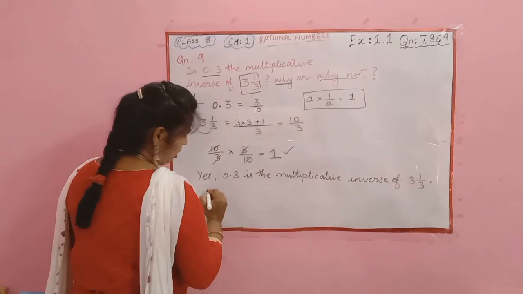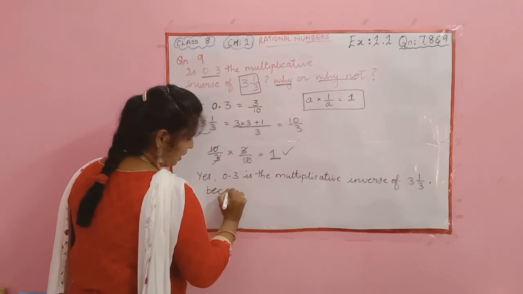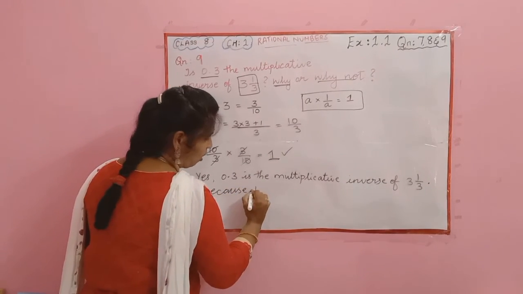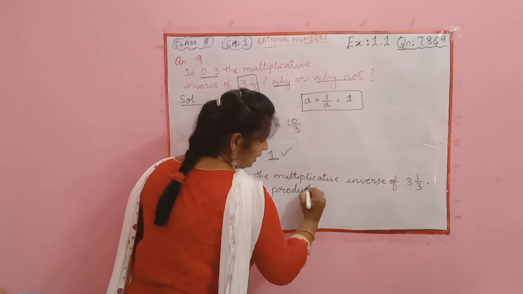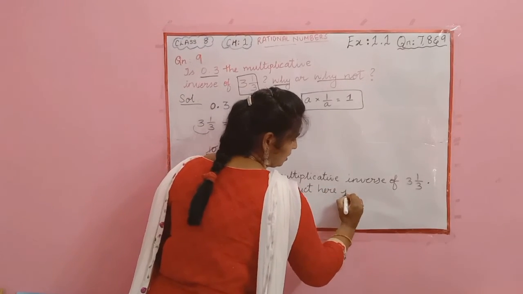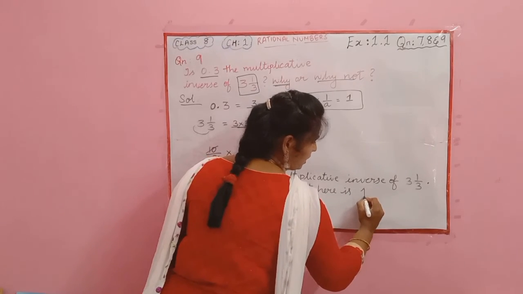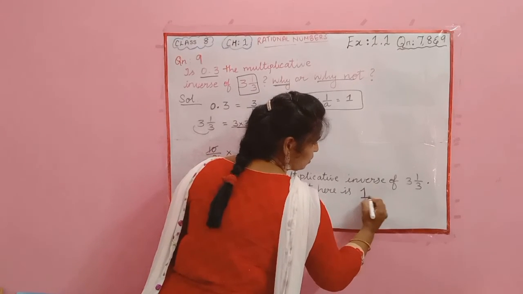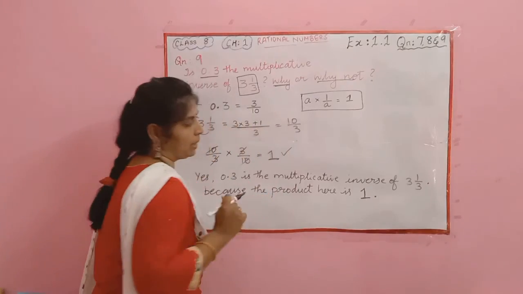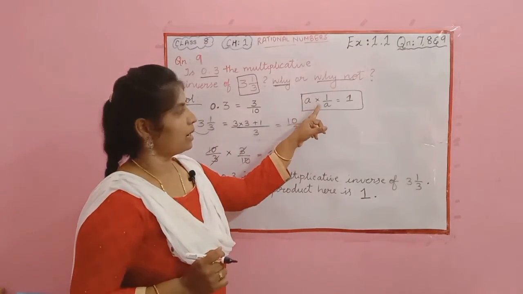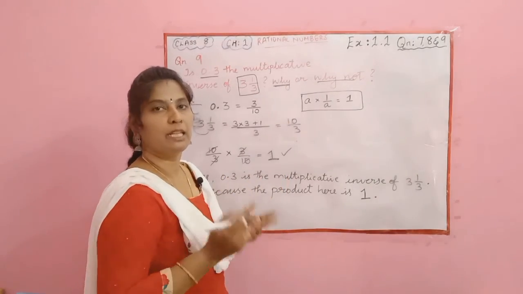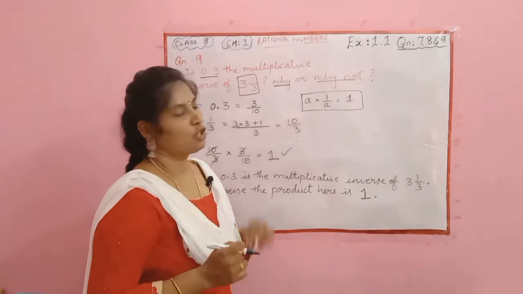Why? Because the product here is 1. Okay, the product here is 1. So it is the multiplicative inverse. So here the property is A multiplied by 1 by A. That is the multiplicative inverse. The product should be 1.